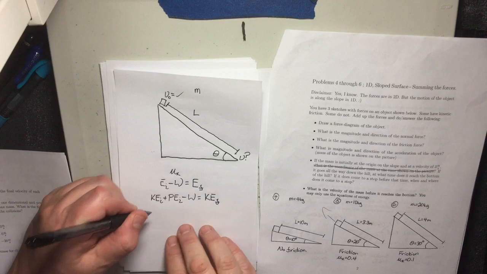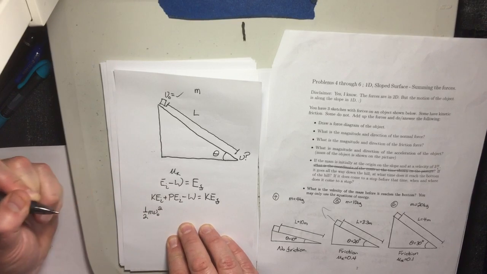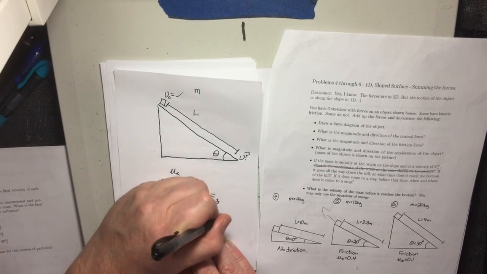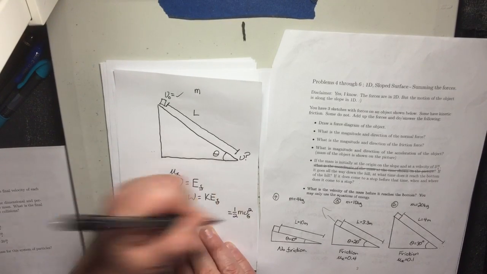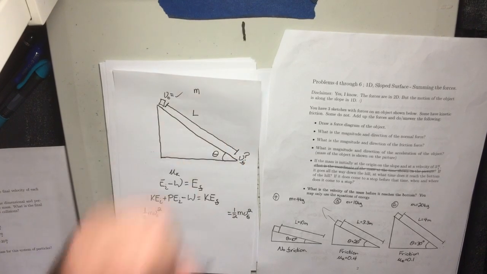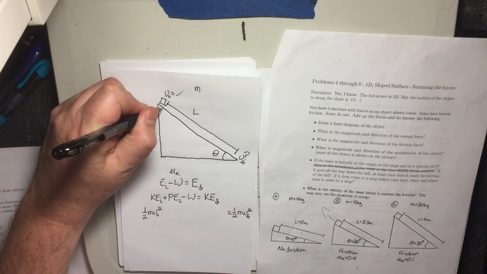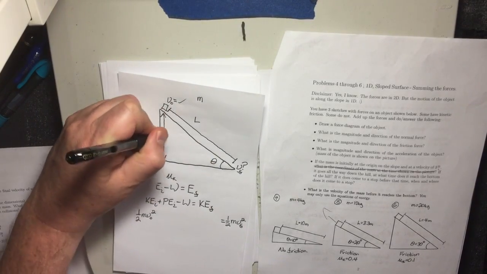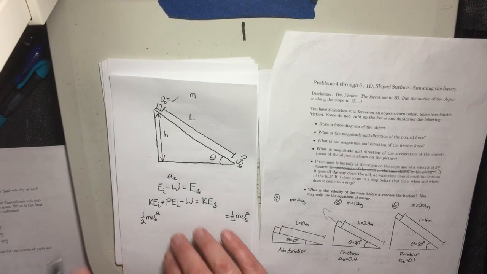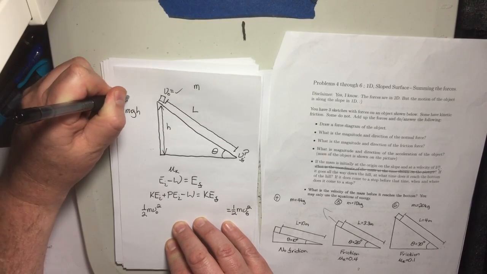The kinetic energy at the beginning is 1/2 mv0 squared. The kinetic energy at final is 1/2 mv final squared. Now we've got to figure this stuff out in the middle. The potential energy is not measured by that length, it's measured by that height. So the potential energy is mgh.